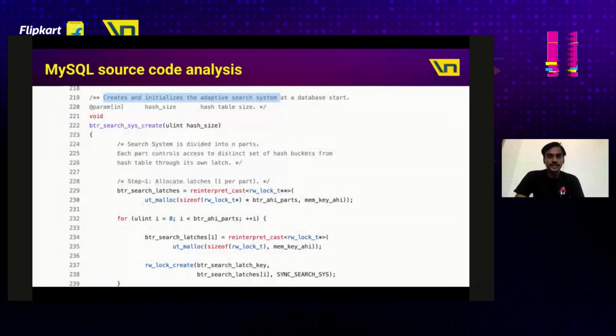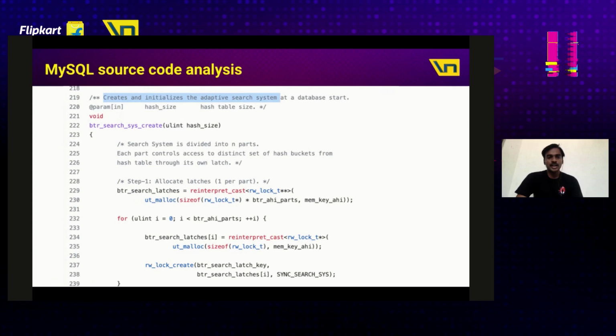Since we talked about the source code references in our screenshot, we analyzed the respective source code with the same build. This is the respective source we could find on the internet. I highlighted the documentation here. It talks about creating and initializing the adaptive search system at database start. We took some time to understand what it does, and we also read various online blogs. This is what we understood finally. There is something called adaptive hash indexing, or AHI, which I will talk about here.